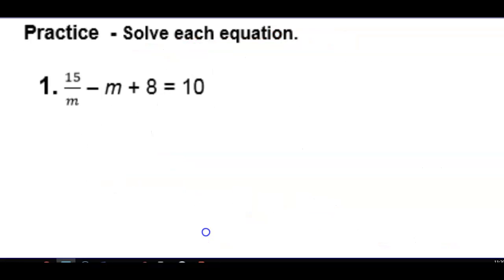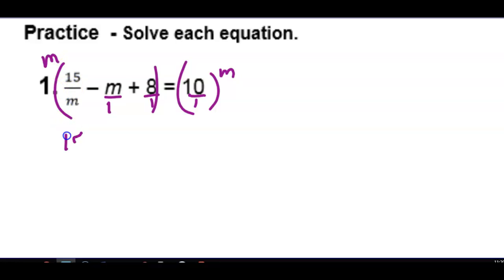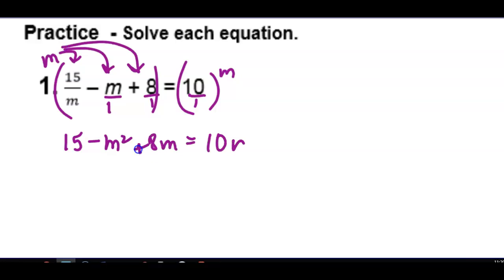All right, this one's pretty easy. I'll go quickly. Common denominator is m. It's the only denominator, so we're going to multiply everything on both sides by an m. So we end up with here the m divides out. Here we end up with an m squared. And back here we have an 8m. And over here we have a 10m.